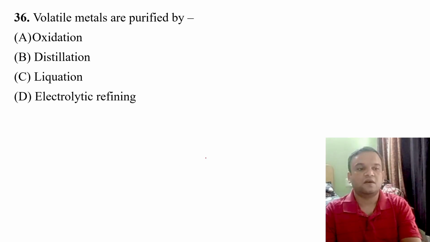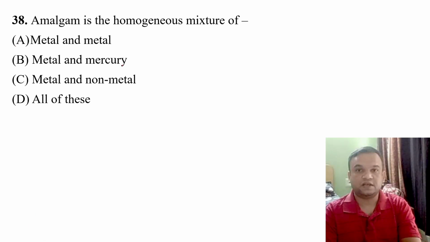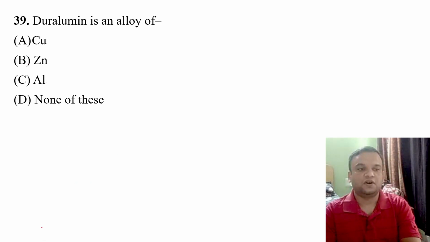Next question is, volatile metals are purified by distillation. Next question says, which of the following gas is lighter? Out of all these options, hydrogen is the lightest gas. Next question says, amalgam is a homogeneous mixture of, when mercury and metals combine with each other, it forms an amalgam. It is the correct answer for this question. Next question says, duralumin is an alloy of aluminium.